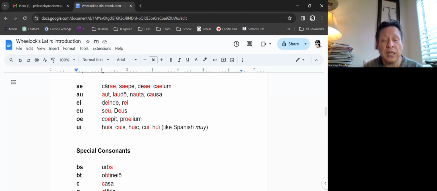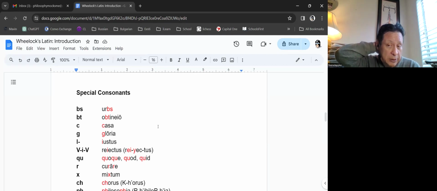Otherwise, if it wasn't a diphthong, you would pronounce this as huic, but it's not that, it's huic, right? Kind of like gooey, like phooey, right? Huic, cui, huius, cuius. I went backwards. Okay, those are the diphthongs.